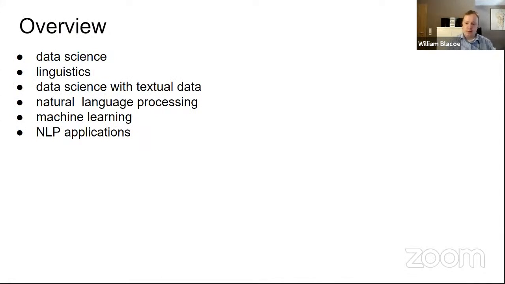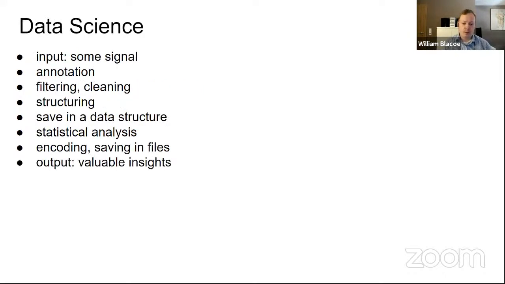Data science is an overall very broad science that I will show some examples of. And then what is linguistics, the theory of linguistics itself. And then we'll apply data science to textual data. And then go into some of the processes necessary for natural language processing. And one of them will be machine learning, which is another name for artificial intelligence. And then I will explain some applications specific to NLP. But first, data science in general.